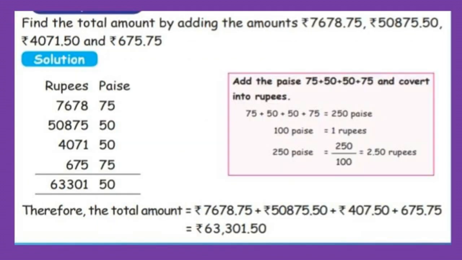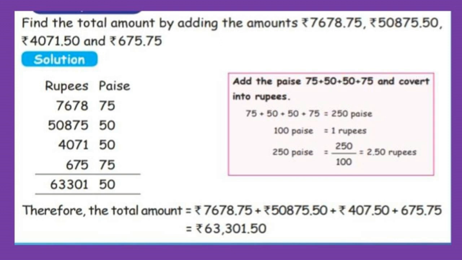Find the total amount by adding the amounts, that is 7,678 rupees 75 paise, 50,875 rupees 50 paise, rupees 4,071 50 paise, and 675 rupees 75 paise. If you add all together, first add all the paise. Here in the pink color box, you can see 75 plus 50 plus 50 plus 75. If you add all together, you will get 250 paise.